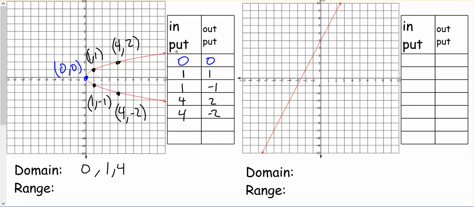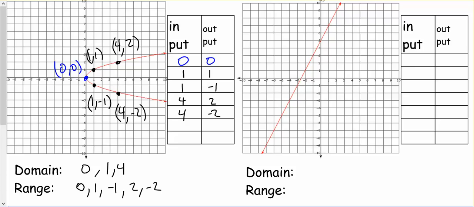Now, if it's this line, it includes every point along this line, but it goes out for infinity. And we'll talk about that on the next one. But for just this table here, my range would be all my output values, which would be 0, 1, -1, 2, and -2. 0, 1, -1, 2, and -2. And we could put those in order if we wanted to.